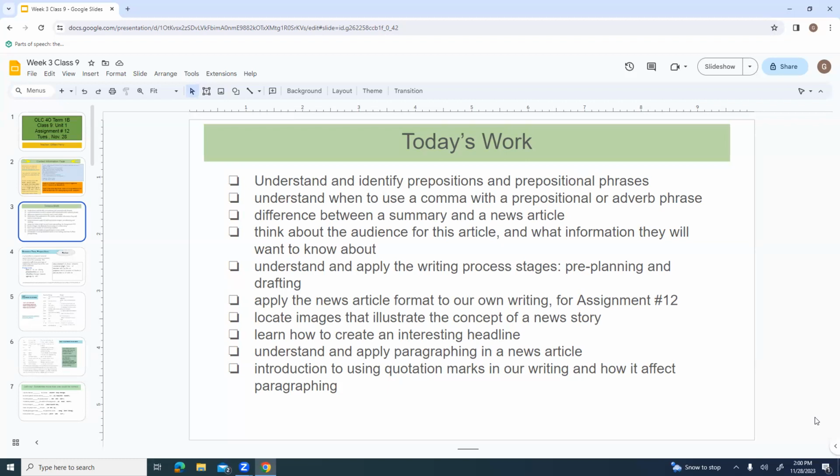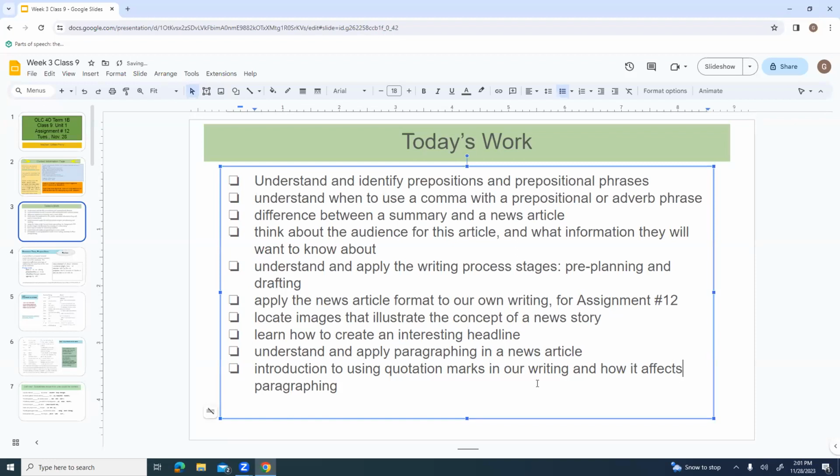Locate images that illustrate the concept of a news story. Learn how to create an interesting headline. Understand and apply paragraphing in a news article. And we're going to have a little introduction to using quotation marks in our writing and how it affects paragraphing. So we have a lot today. It's kind of a big assignment. There's a lot of new things happening at once here.